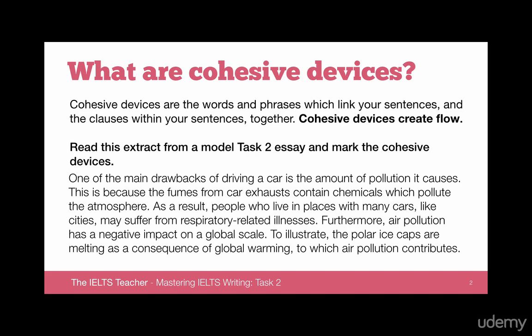So, in this paragraph, what are the cohesive devices I've used? This is because. As a result. Furthermore. To illustrate, and as a consequence of. So we have 1, 2, 3, 4, 5 cohesive devices being used in this paragraph. And you can see how they all link back to the previous sentences before them. So we're linking ideas here. This really oils the wheels of the paragraph. It just increases that flow in a dramatic way.